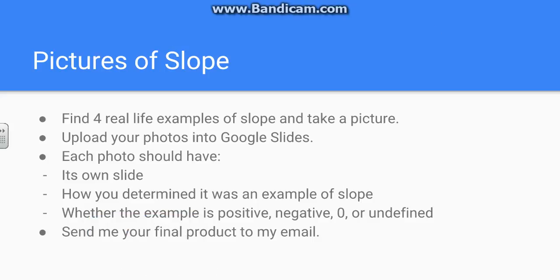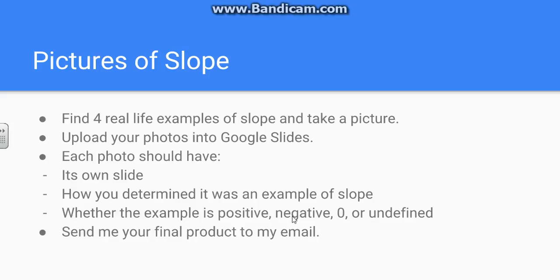Each one should explain how you found that it was slope, and it should be stated whether it's positive, negative, 0, or undefined. And then you'll send me your final product in my email. And again, it's just 4 examples of slope, taking your own personal picture. Describe each one of these things on its slide.